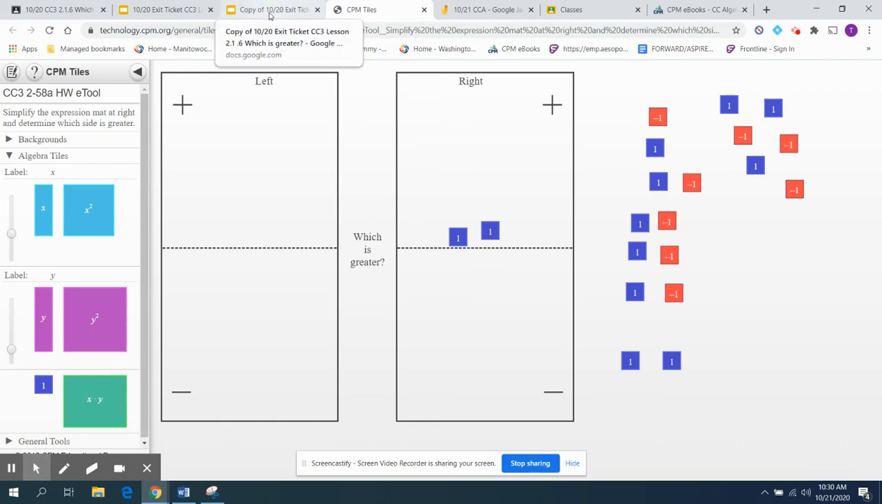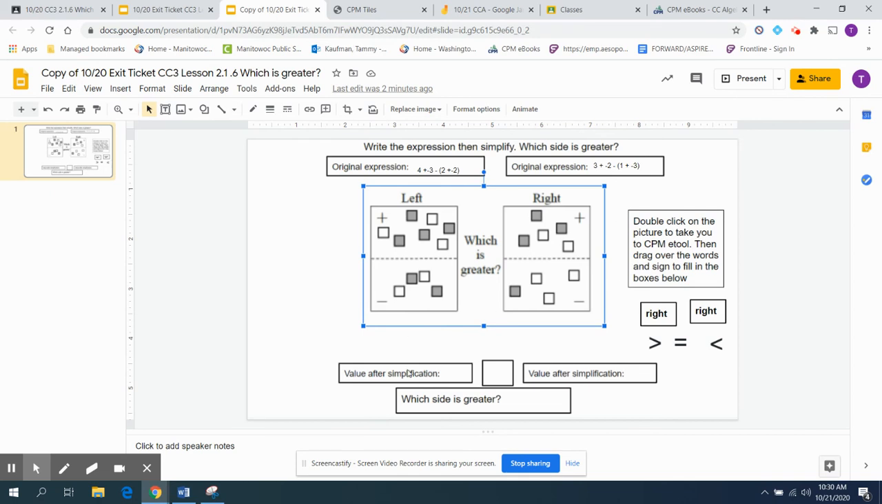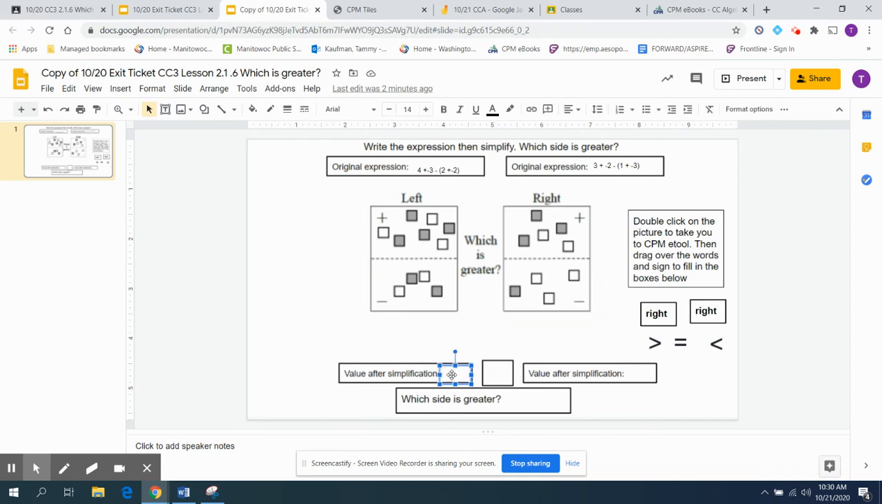So now I'm going to go back into my slide, and it said the value. Once I got done with the left side, I had 0 on this side, so I typed that in. And on the right side, I had 2, and I typed that in. And now I got to drag one of these, and 2 is bigger than 0, so I'm going to put in the less than sign because 0 is less than 2.